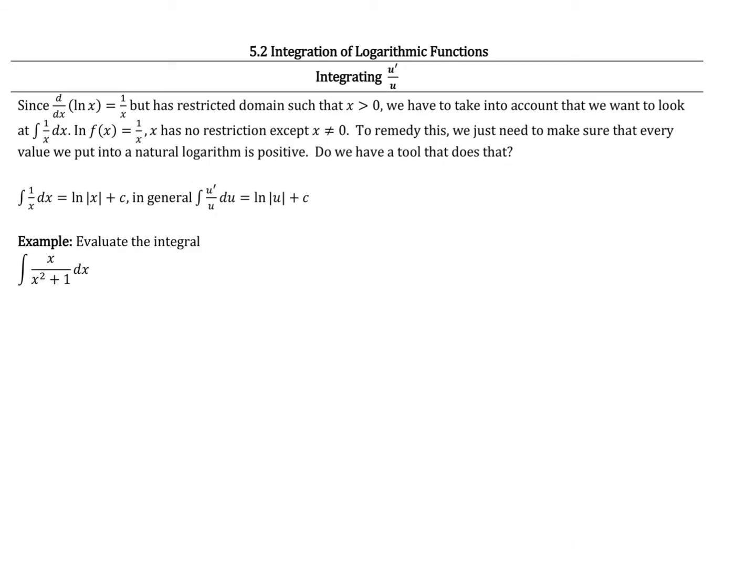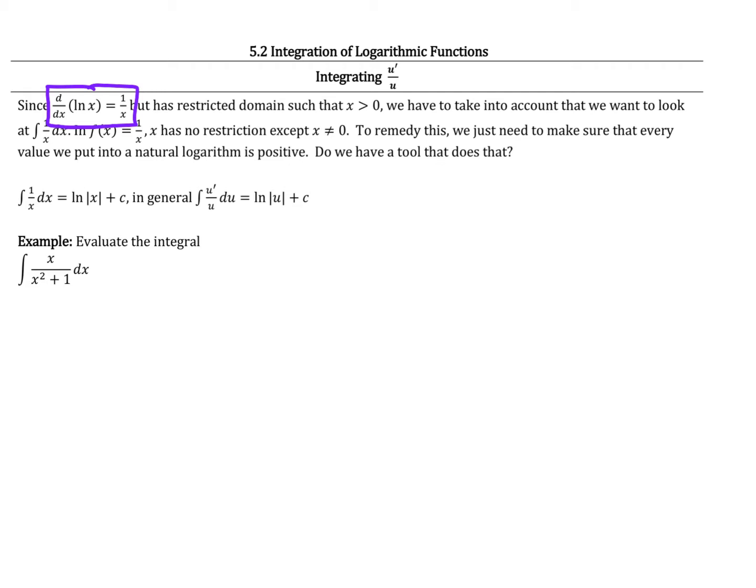So what we learned in the previous section is that if we take the derivative of natural log of x, we get 1 over x. If we take the derivative of natural log of something else, let's just call it stuff, the derivative of natural log of stuff is going to be 1 over that stuff times the derivative of that stuff, if we're using the chain rule in a circumstance like that.